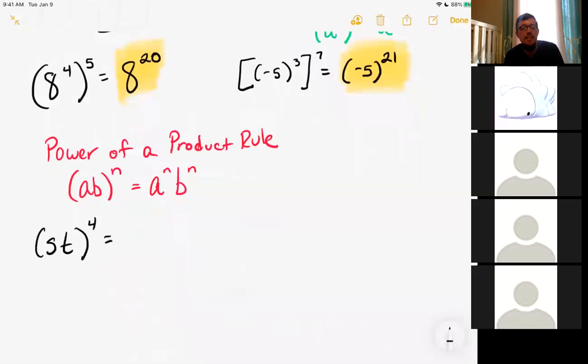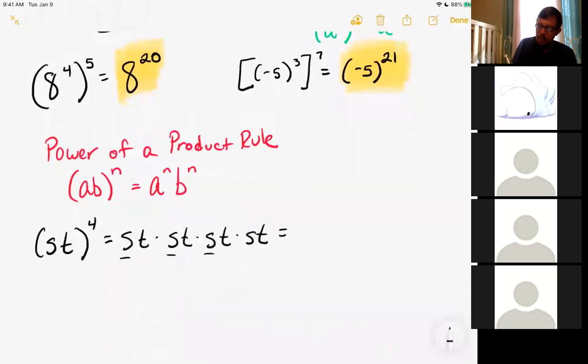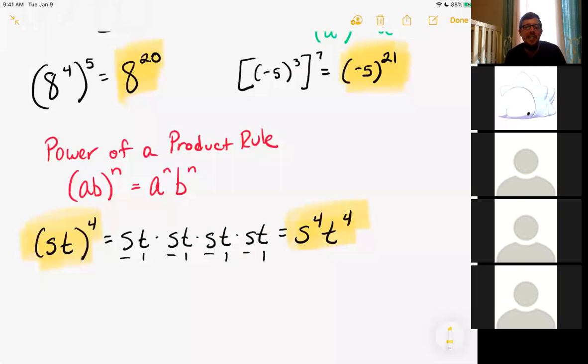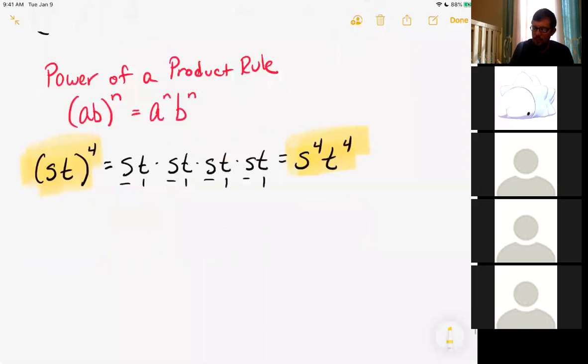If you have st to the 4th power, this is, again, I'm going to do the dumb way to do it. This is st times st times st times st. So when I count my s's, I have s times s times s times s, so that's s to the 4th. And then I have t times t times t times t, so that's t to the fourth. And it does not take someone who knows rocket surgery to figure out what the shortcut is. Each thing in the parentheses gets the exponent. So it's a good rule to know. I guess it's a little silly.